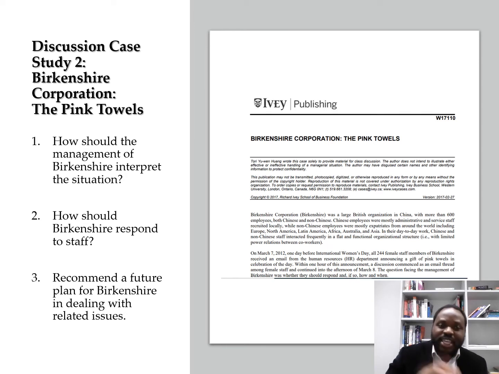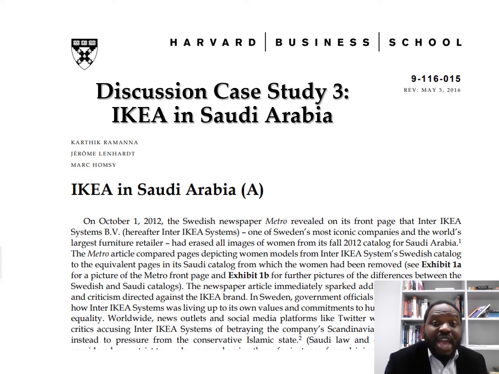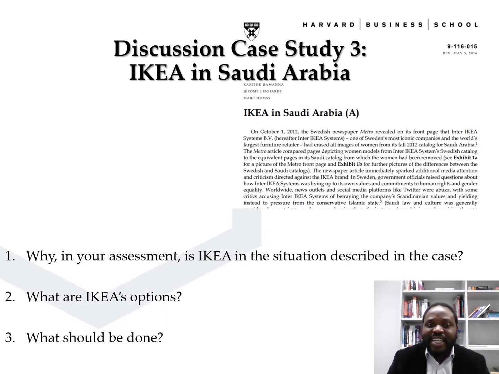Okay, so I hope you've taken a note of it. Right, we have a third case study this week. All right. So our third case study is this one, IKEA in Saudi Arabia. It's also available for you to read, and these are the questions to be answered. Okay, why in your assessment is IKEA in the situation described in the case? What are IKEA's options and what should be done?